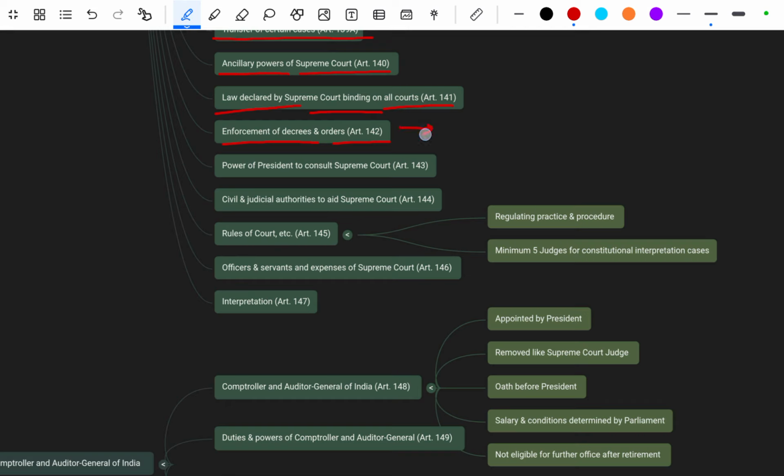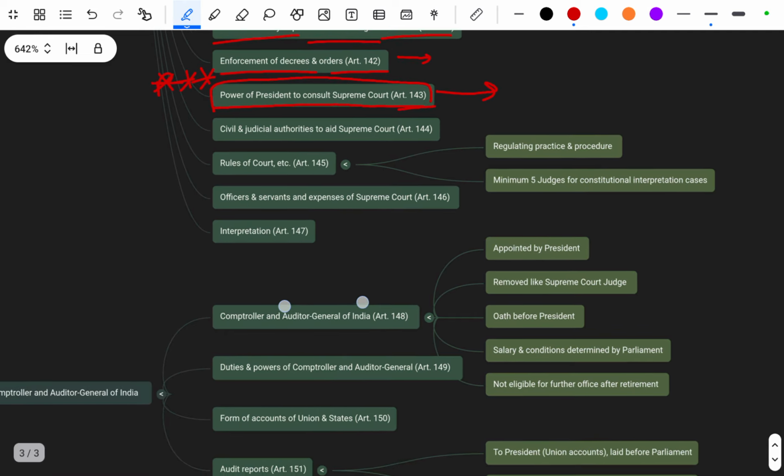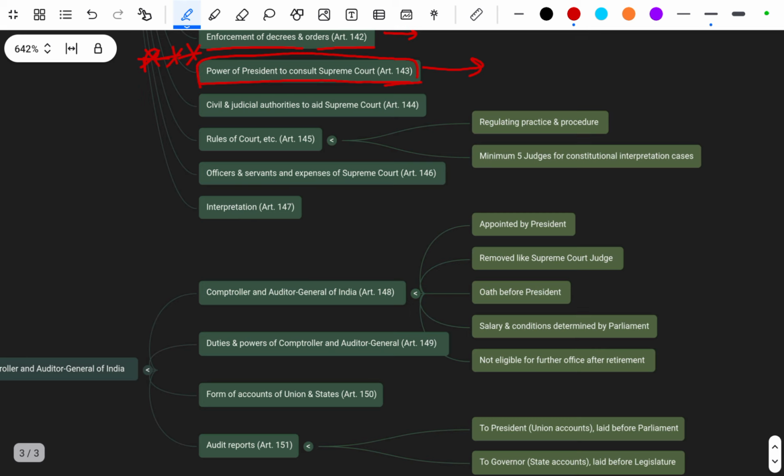That is important. The power of the president to consult the Supreme Court is quite in the news because there was a statement from the president of India, Draupadi Murmu, related to Article 143, so this is important for your upcoming examination. You can triple star it, and you have to remember that under Article 143 there is the power of the president to consult the Supreme Court on any matter of law.